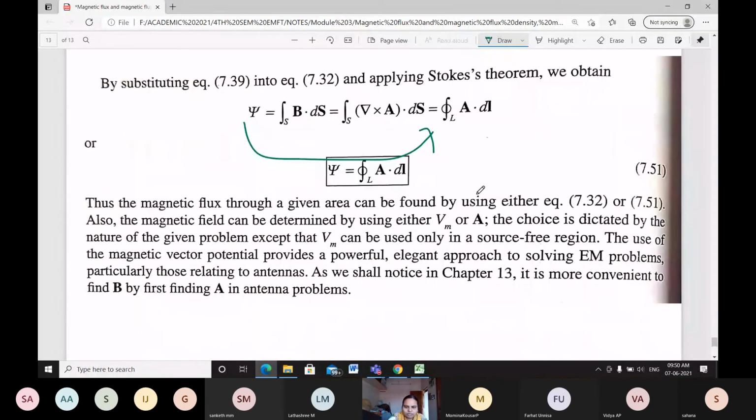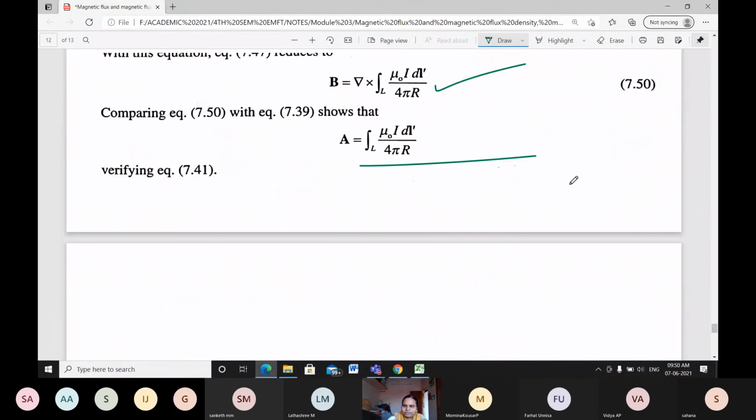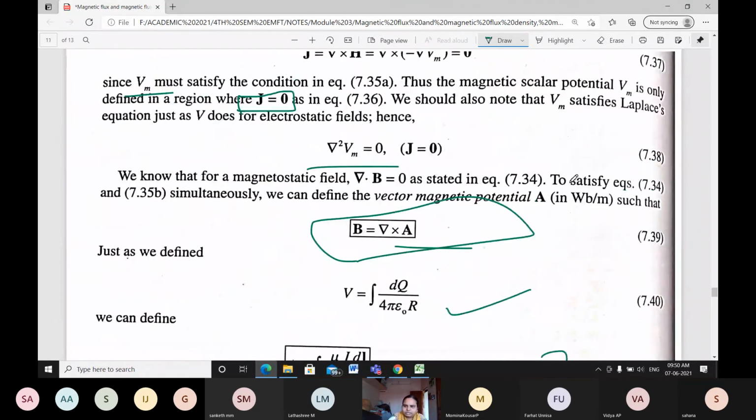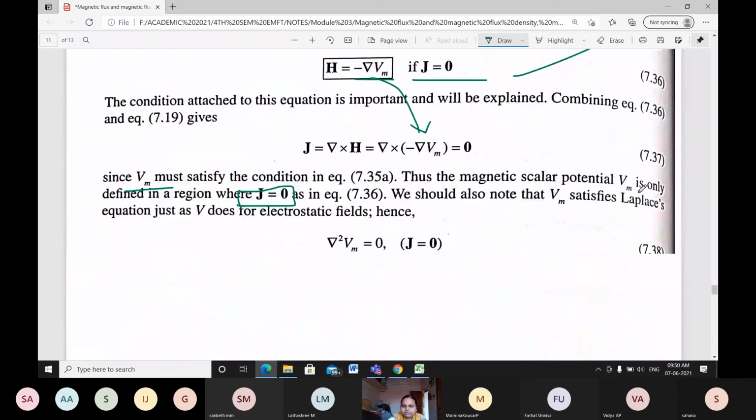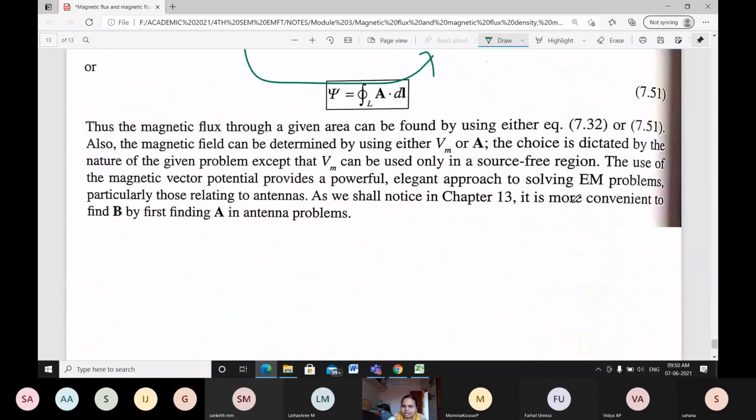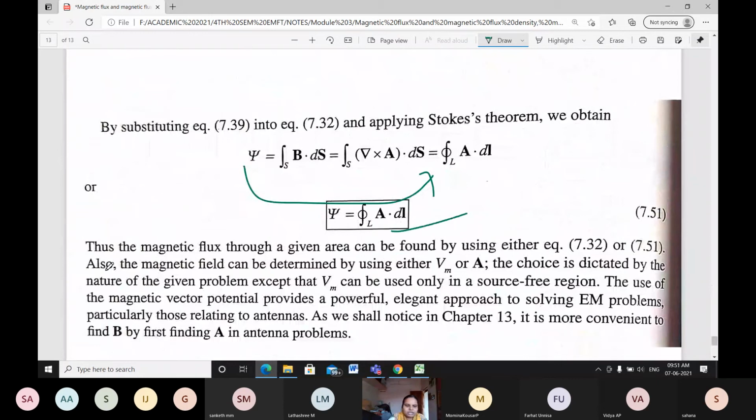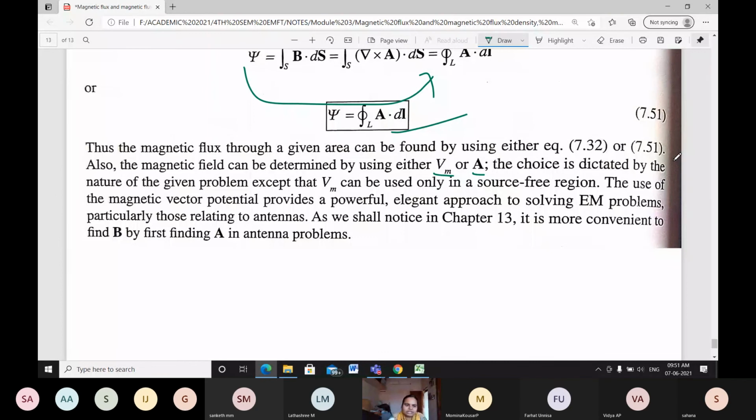Therefore, what it is telling us is that the magnetic flux through a given area can be found using equation 7.32, or else we can use this equation. Then the magnetic field can be determined using either Vm as a scalar quantity, or a vector quantity. It's not that it should be a scalar or it should be a vector quantity. The choice is dictated by the nature of the given problem.